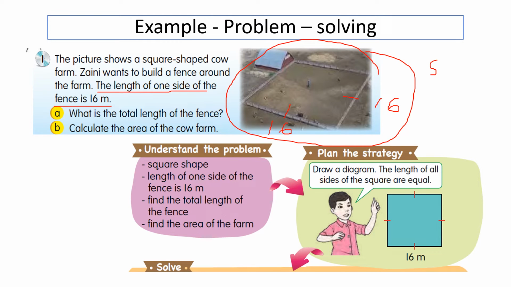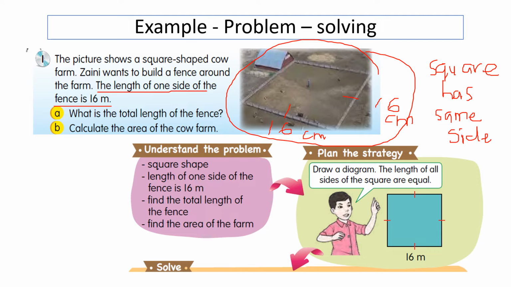Why? Because square has all the same size. Side. Dia semua sama. Length dia sama. So if this is 16, this is also 16. So this is the first thing that you need to understand from the problem.